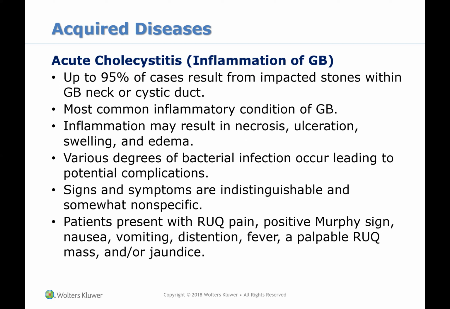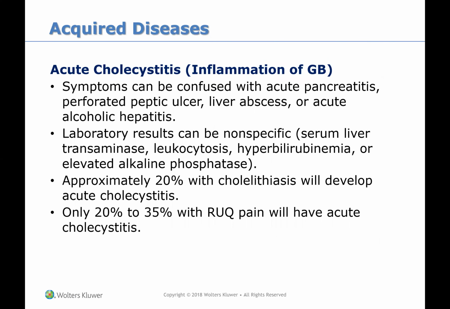Signs and symptoms are indistinguishable and somewhat non-specific, but the patients are going to have right upper quadrant pain. They're going to have positive Murphy sign. They're going to have nausea, vomiting, distension, fever, a palpable right upper quadrant mass, or jaundice. So they're going to be very, very sick. Their gallbladder is infected. Symptoms can be confused with acute pancreatitis, perforated peptic ulcer, liver abscess, or acute alcoholic hepatitis, and the lab values can be non-specific.